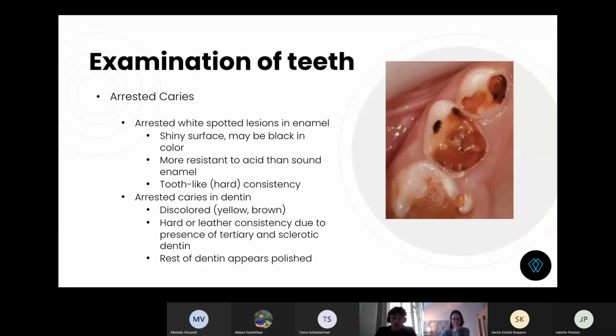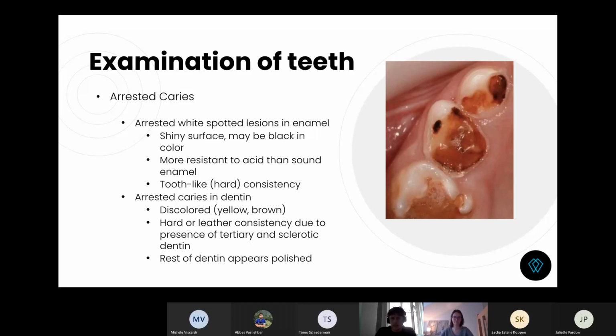Yeah, and another form you can see, especially in older patients, is the arrested form of the caries, which usually looks like you see here on the picture. It can be either arrested white spotted lesions in enamel, which have a shiny surface and maybe black in color, but also white. They are more resistant to acid than the sound enamel, and the consistency is hard. So it's not soft, like decayed hard dental tissue. To the probe, it will feel very hard.